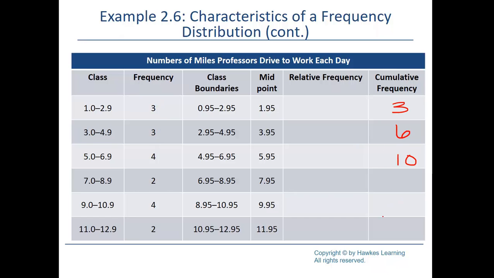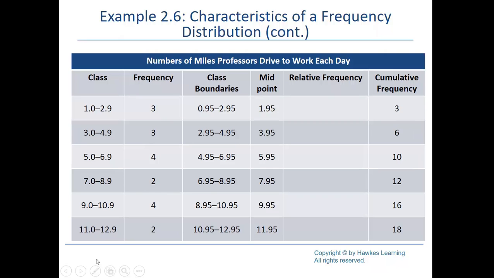And again, we're adding it all the way up until you get to the very bottom there, which is going to be really nice and helpful. Okay, so I got 18. Everybody else get 18 all the way down at the bottom? We had 18 data points, so it makes sense.